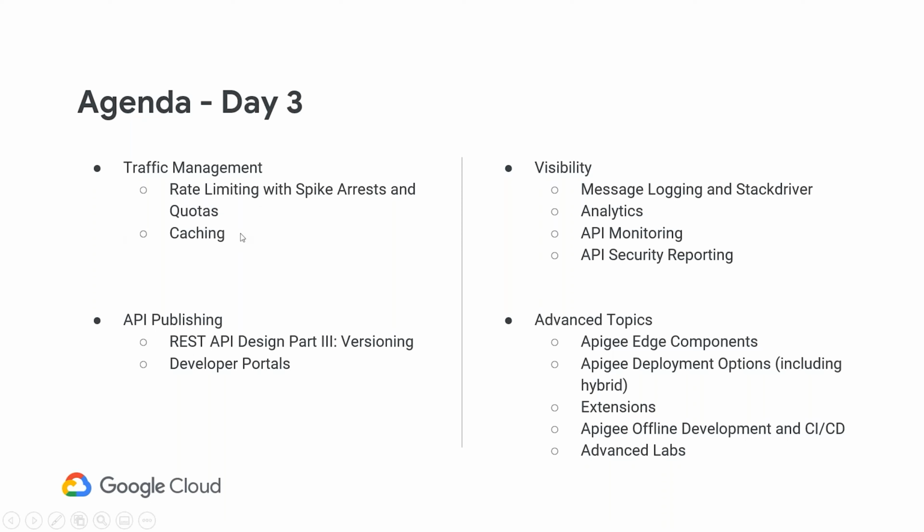So rate limiting, caching. Then we will cover REST API design part three, the versioning concepts, and the developer portal. We'll see the Apigee live API portal, how it works. And after that we will cover the topics of logging with Stackdriver analytics, API monitoring, and API security reporting, how Apigee supports that. And after that there are some advanced topics like all the Apigee components and Apigee deployment options. We will cover all the Apigee offerings basically, and we will see extensions.